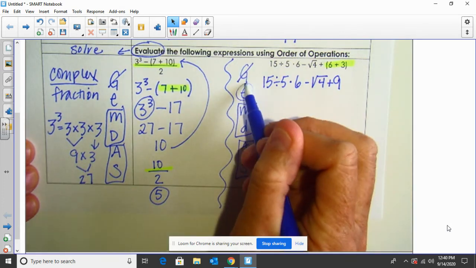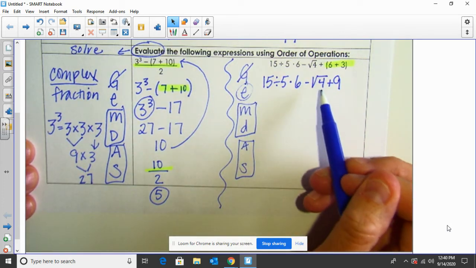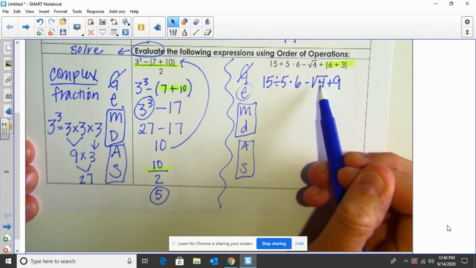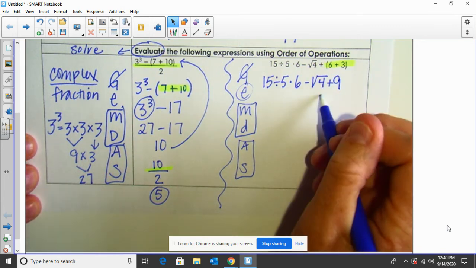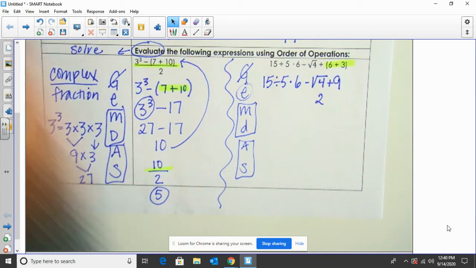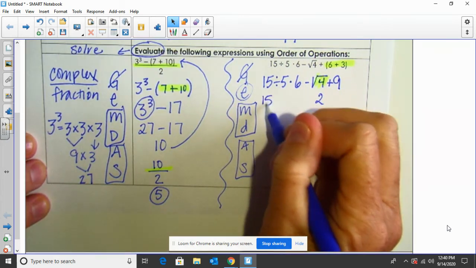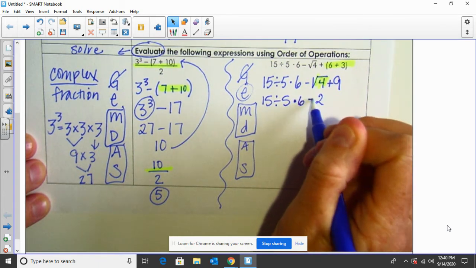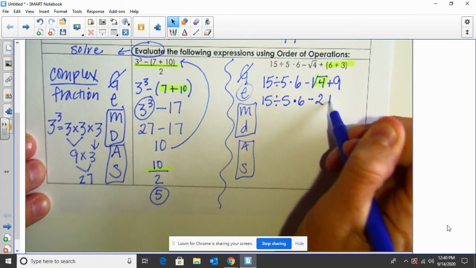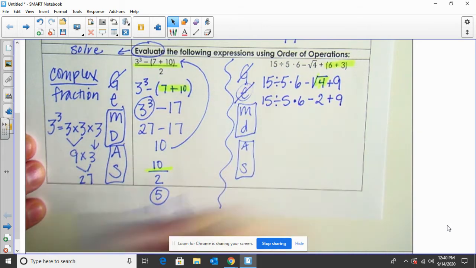Next, I look for exponents. Remember I told you square roots are now in that category? So the square root of 4 is 2. So this was my next step, this guy right here. I'm going to bring down 15 divided by 5 times 6 minus, there's my 2, and now I do plus 9. So I did my exponents.